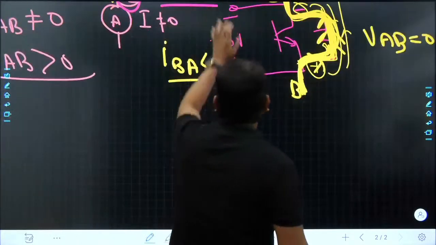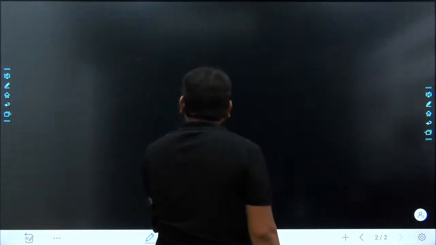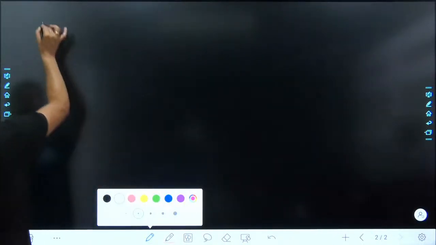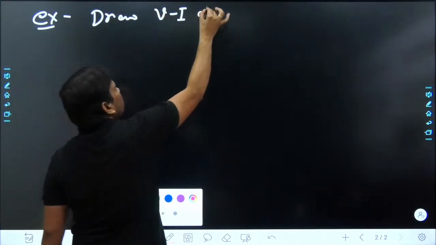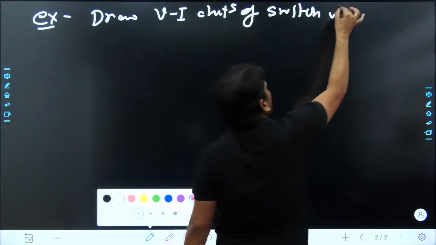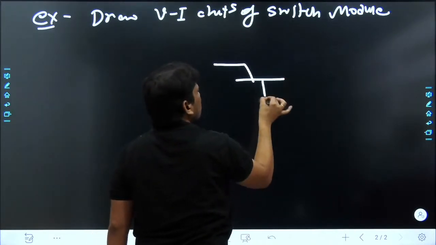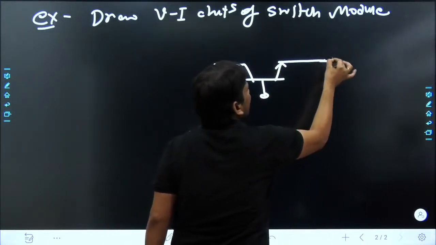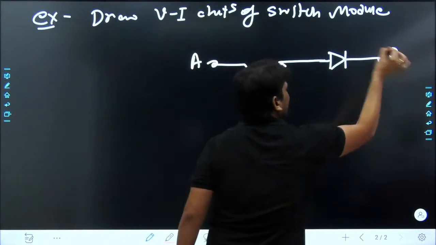Now, similarly, I want to discuss another thing with you. What is this thing? See properly. Again, draw the VI characteristics of switch module. So example I want to write here: draw VI characteristics of switch module. The given switch module is something like this. We have one BJT, my dear friend, and another diode like this. So this is terminal A, that is terminal B.